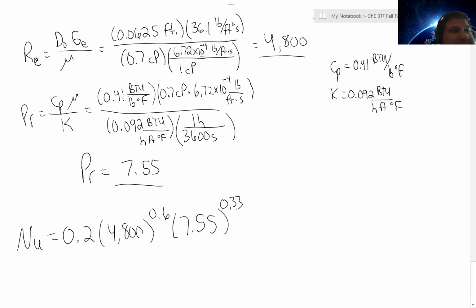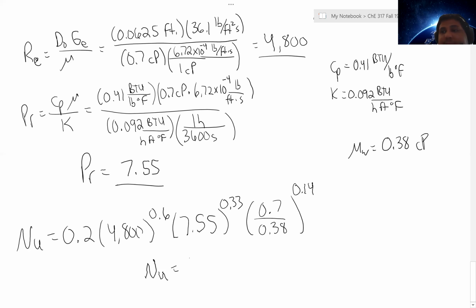And seeing how we have a pretty good temperature gradient, we can do the viscosity correction. Viscosity of benzene at 140 falls to 0.38 centipoise. So we just put 0.7 over 0.38 to the 0.14. So we do that, and we do all these calculations.